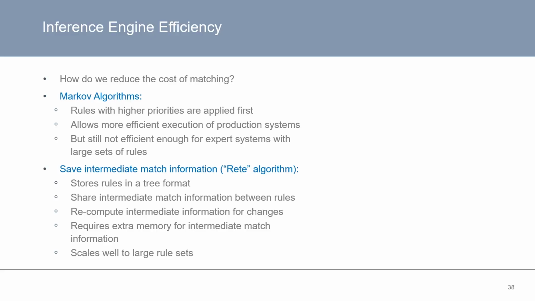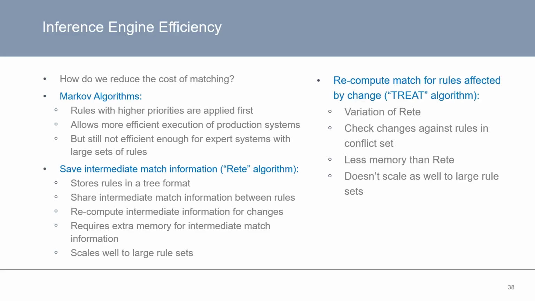But this requires extra memory for intermediate match information. But in the long run, this scales better to larger rule sets. Another efficiency approach is to recompute matches for rules affected by change. This has been referred to as the TREAT algorithm, which is a variant of the RETE algorithm. Here we check changes against rules in the conflict set. This takes up less memory than the RETE algorithm, but it doesn't scale as well to large rule sets.